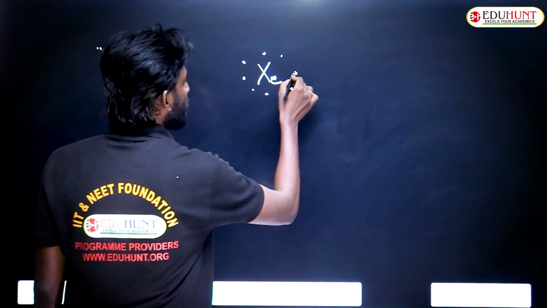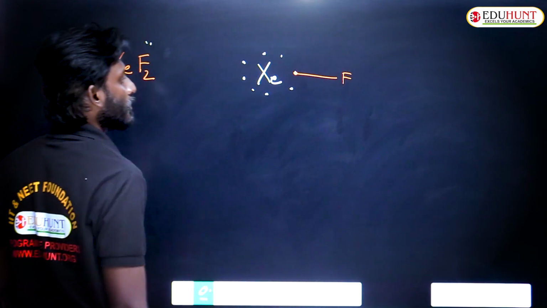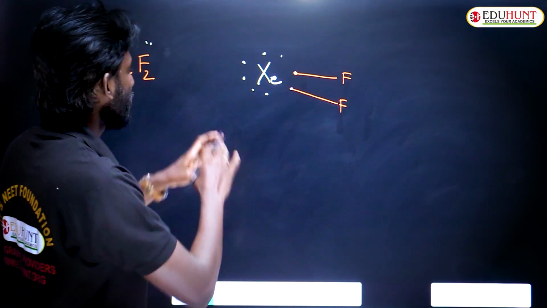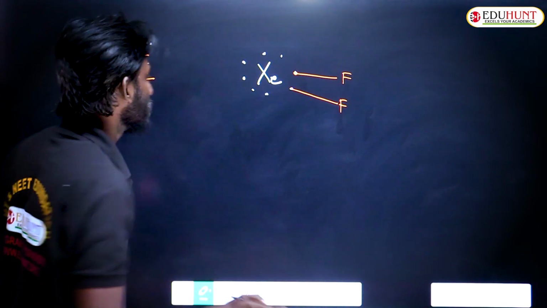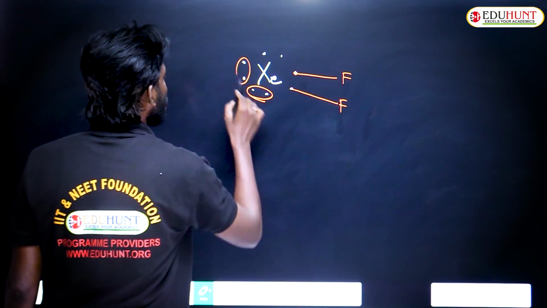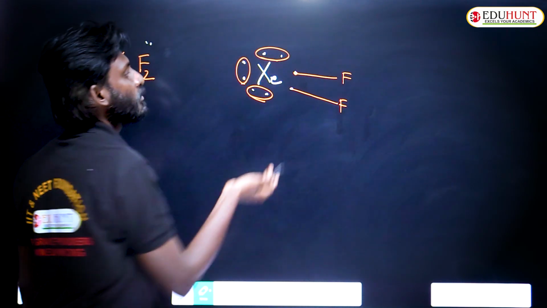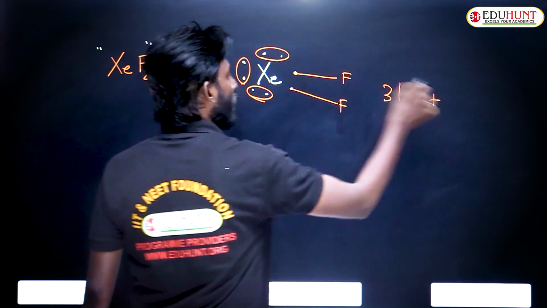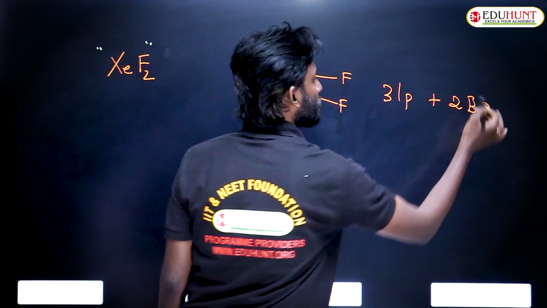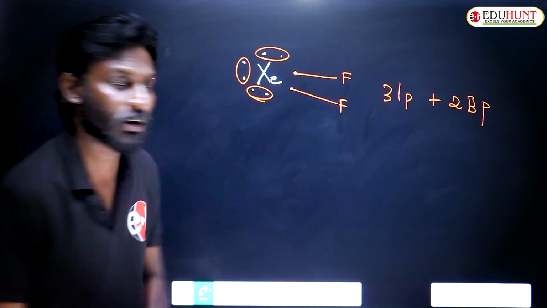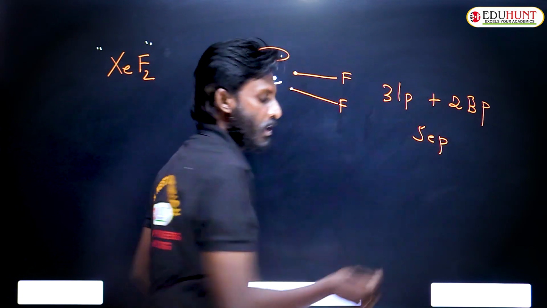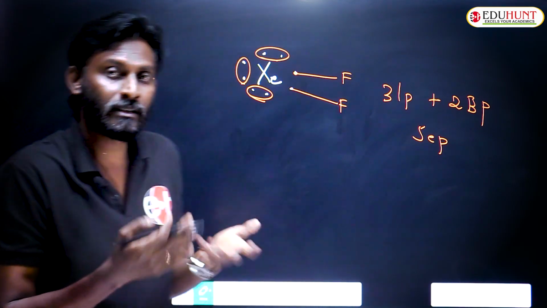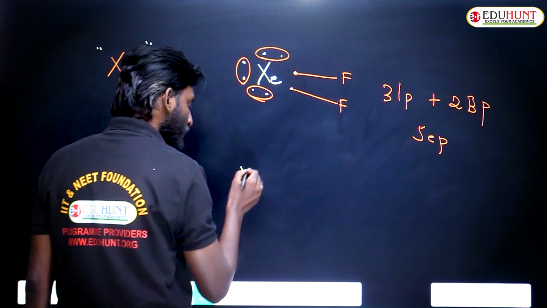Now use this electron for bond formation. Use this electron also. First of all, I am making connections. Now check how many bond pairs and how many lone pairs. 3 lone pairs plus 2 bond pairs, a total of 5 electron pairs. Whenever there are 5 electron pairs, the geometry is going to be trigonal bipyramidal.